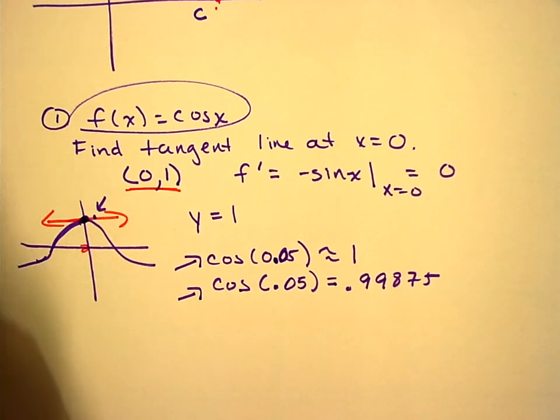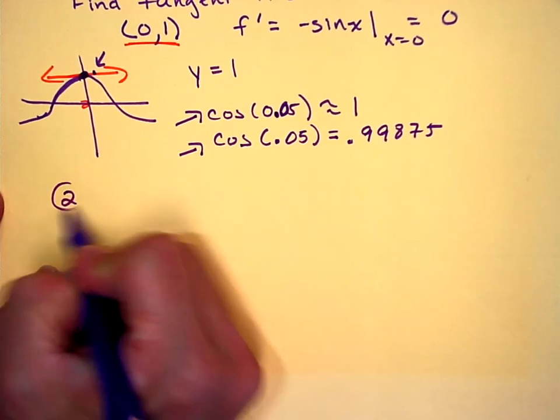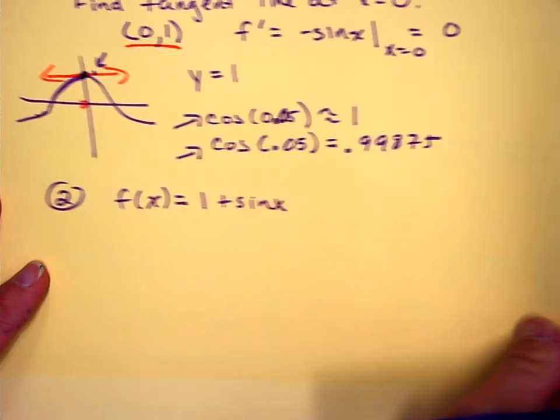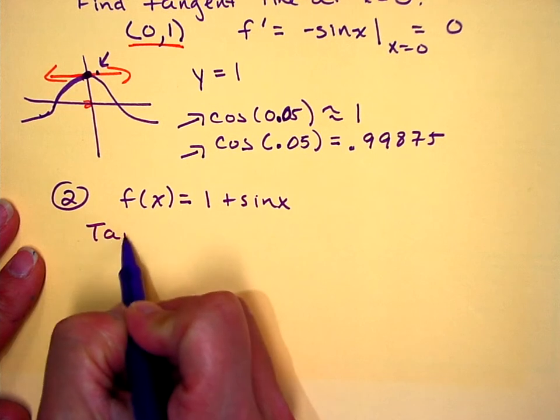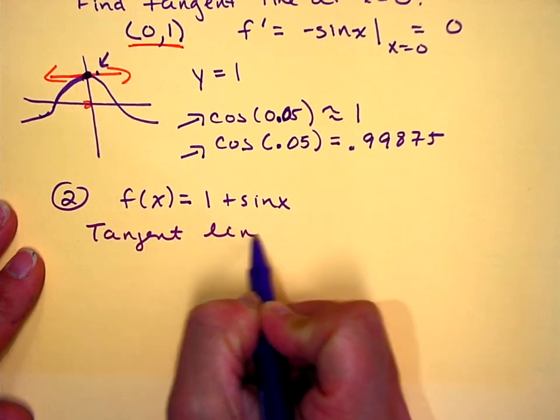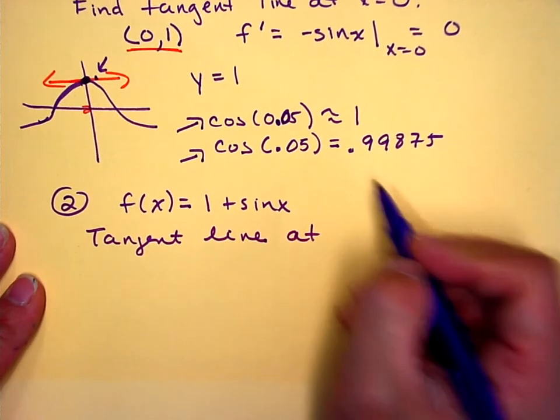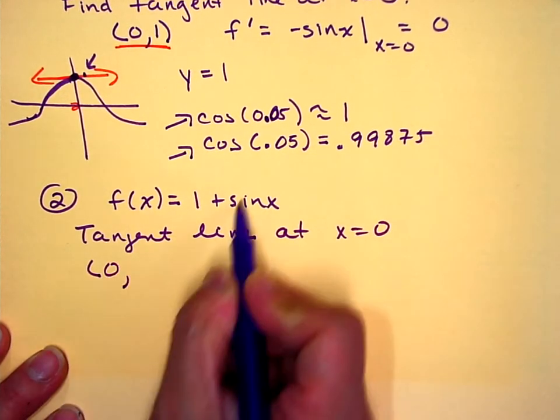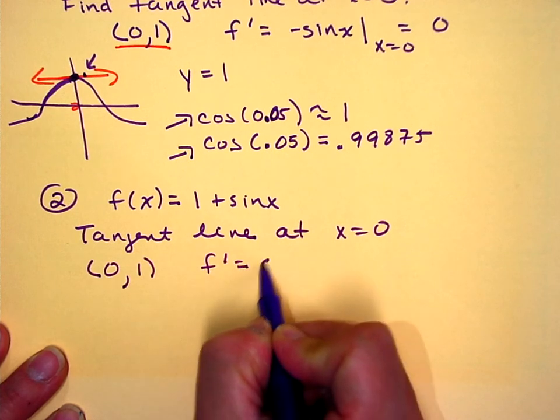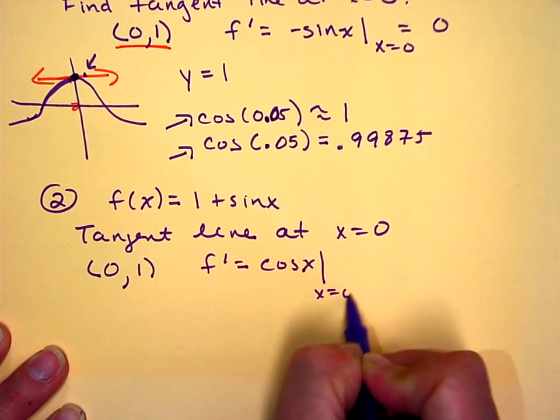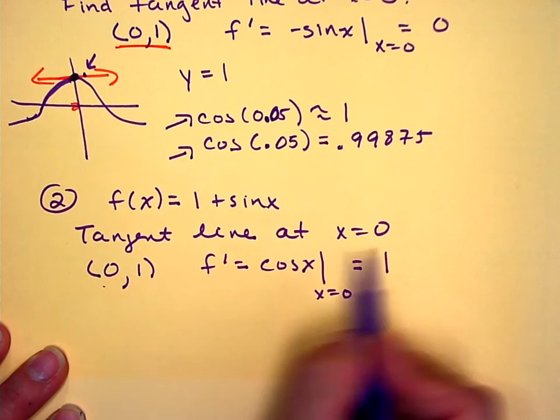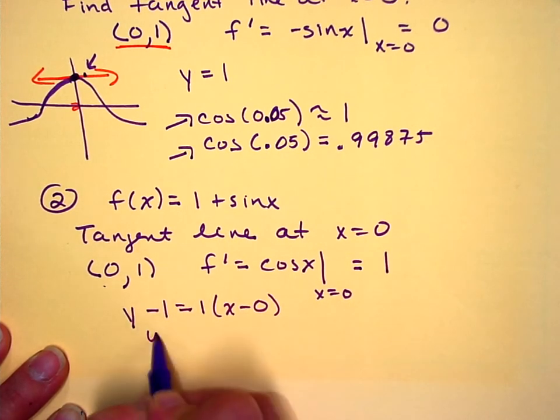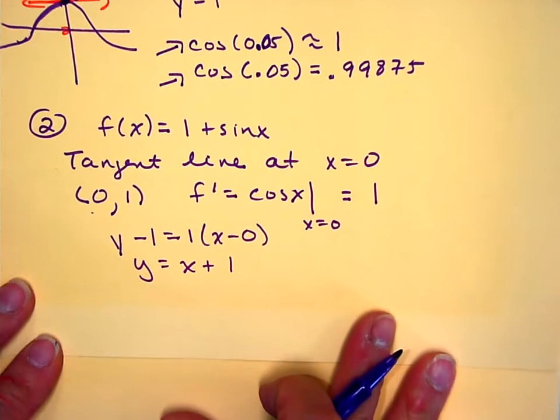Let's try another one. This time the function is 1 plus sine of x. I want you to come up with the tangent line at x equals 0. Again, I need a point, which is 0, 1 again. The slope is the derivative, which is cosine of x. If I plug in x equals 0, my slope is 1. There's my point, there's my slope. My equation looks like this: y minus 1 equals 1 times x minus 0, which you can write in this form if you want. So there's the equation of the tangent line.